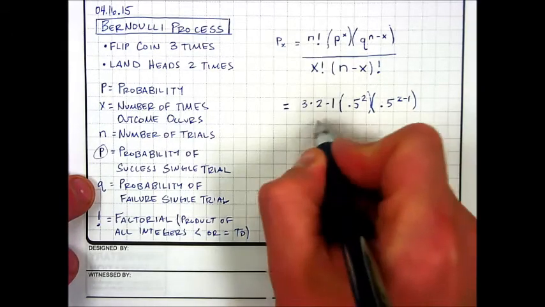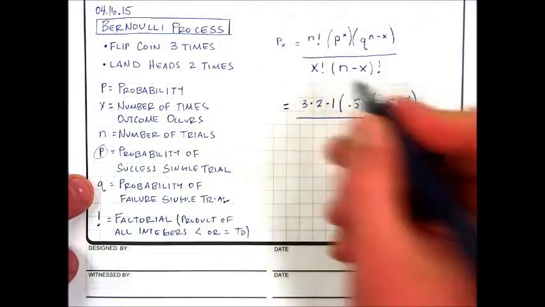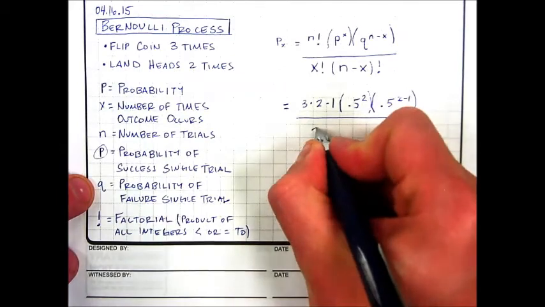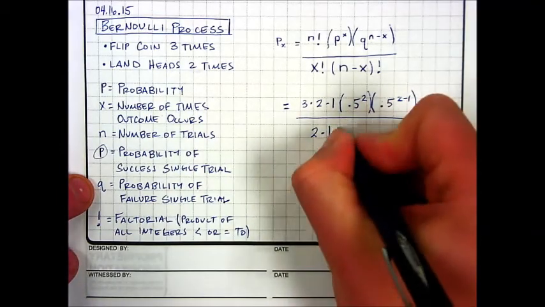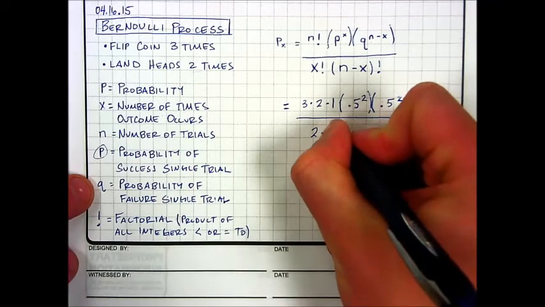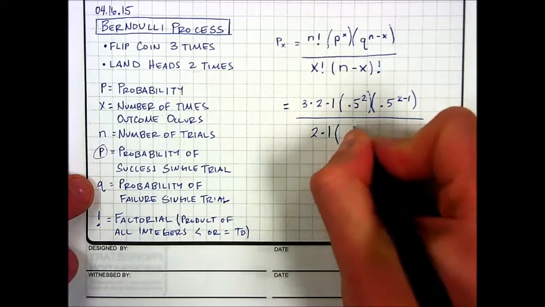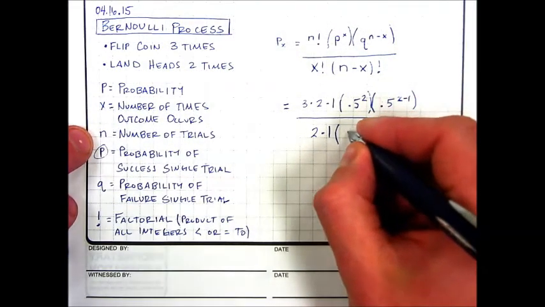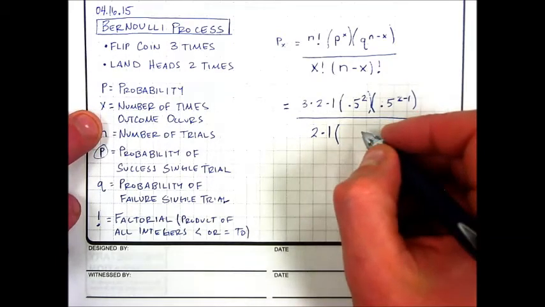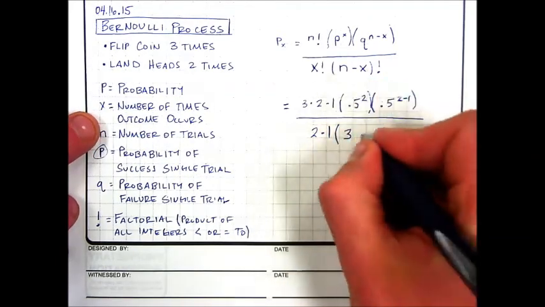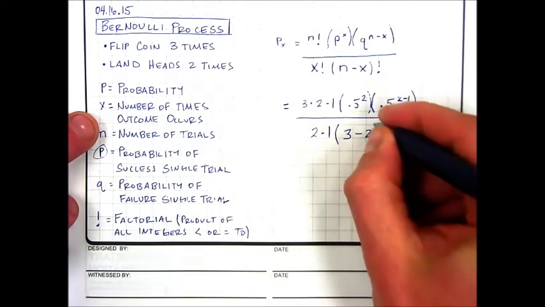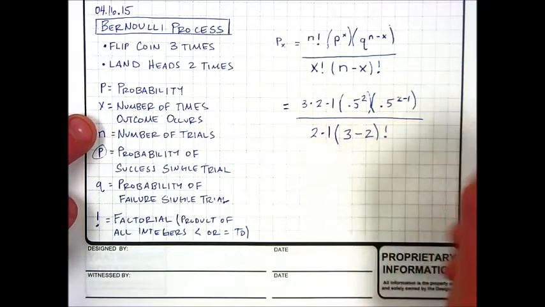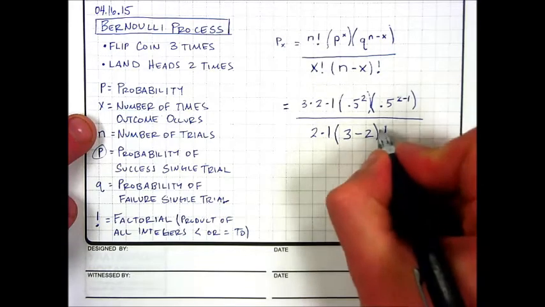So we put all of that over x factorial this time. X is the number of times the outcome occurs. We want it to happen 2 times, landed on head 2 times, so 2 times 1. We multiply that times n, again, which is the number of trials, and then you multiply that by the number of trials minus the number of times the outcome occurs, which is 3 minus 2. And then the factorial of that, of 1, is just 1. So that would just be 1 times 1 there.